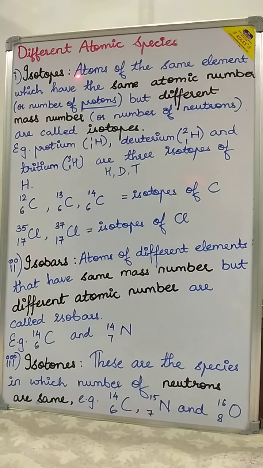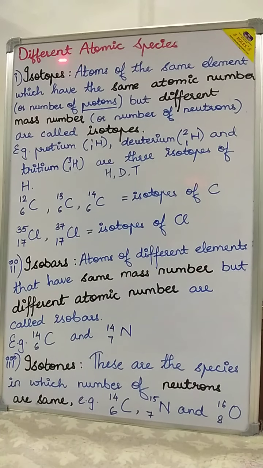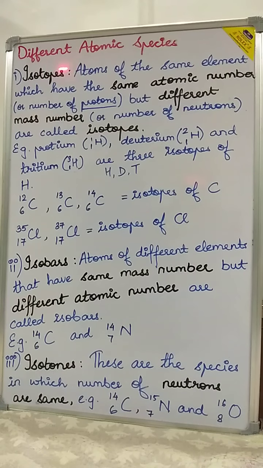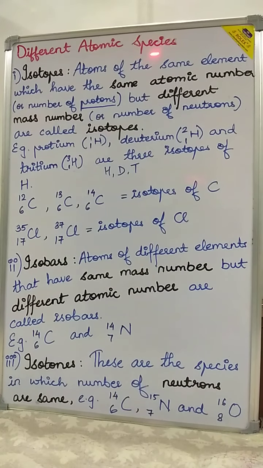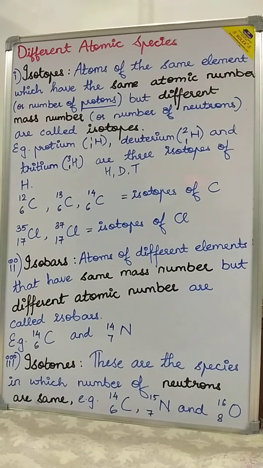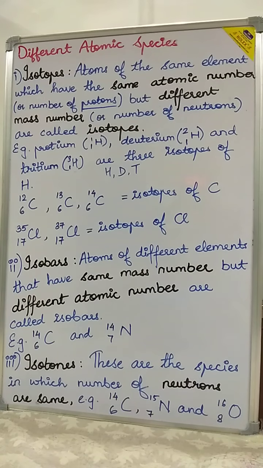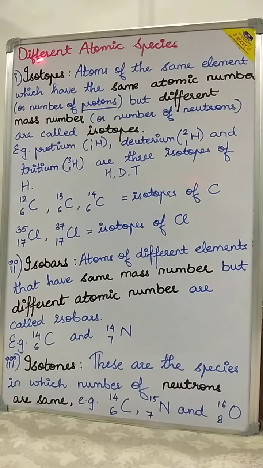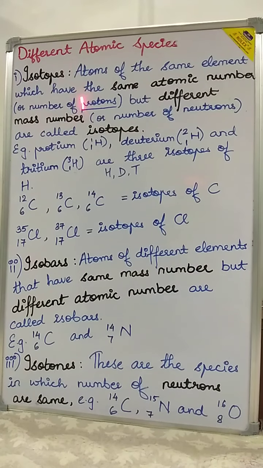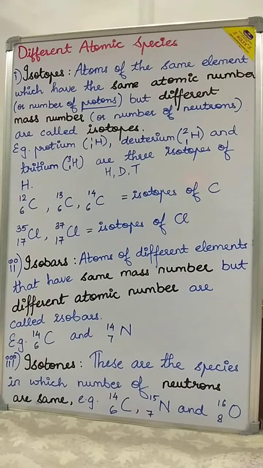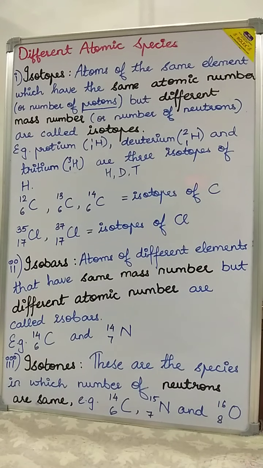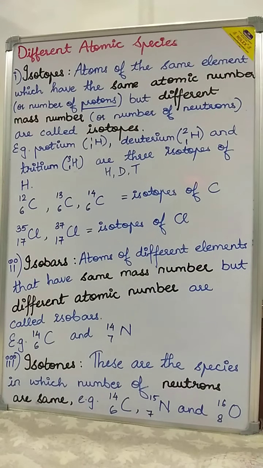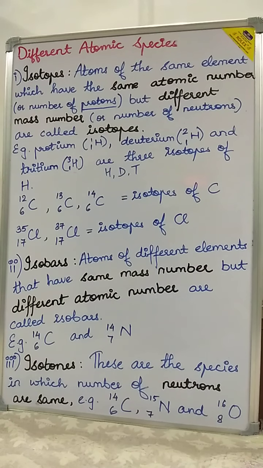Dear students, today we are going to discuss different atomic species. This topic is part of chapter 2, but this is actually general knowledge you all must know. Some of the terms you must have studied in your class 9th, but here also I am brushing them up. First one is isotopes: atoms of the same element which have same atomic number but different mass number are known as isotopes.